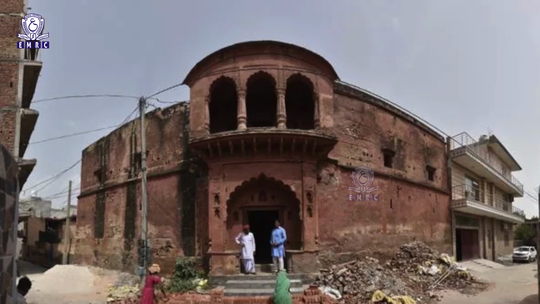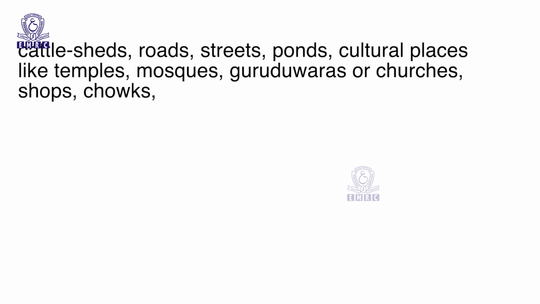Now let's look at the morphology of the rural settlements. The morphology of the rural settlements deals with the land use and the internal structure of the settlement. Each village of India has 2 components: the built-up area, that is the Basti settlement, and the open area or the fields. The built-up area consists of the arrangement of houses, the house of the village headman, that is Haveli, cattle sheds, roads, streets, ponds, cultural places like temples, mosques, gurudwaras, or churches, shops, chowks, etc.